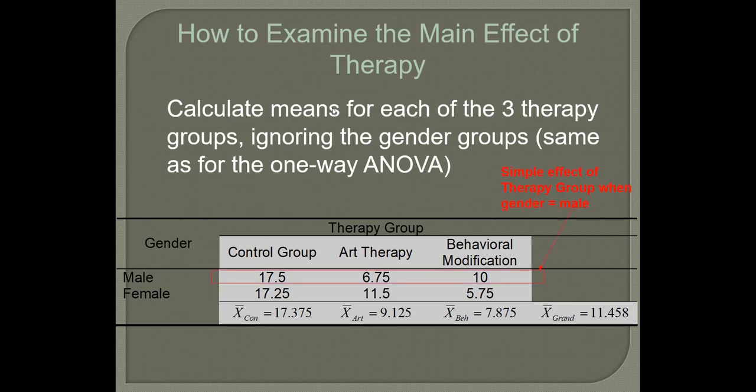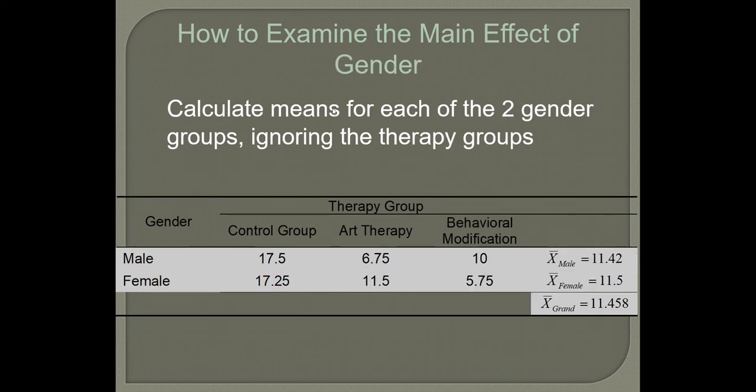So as we've seen before, if we want to look at the simple effect of therapy group when gender is male, we will be looking at this comparison. When gender is female, we'd be looking at that comparison. We could also look at the simple effects of gender at each therapy group. That's probably a less interesting comparison, but it's something that we could do. So here we have the simple effect of gender for the control group, the simple effect of gender for art therapy, and the simple effect of gender when it's the behavior modification condition.